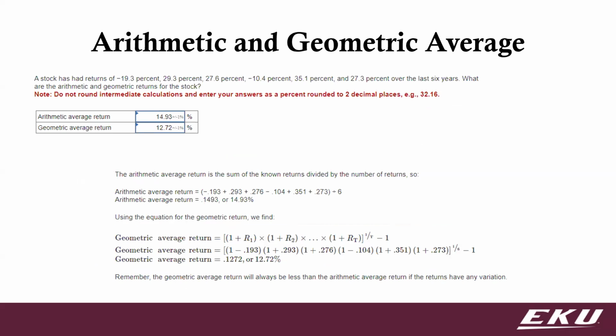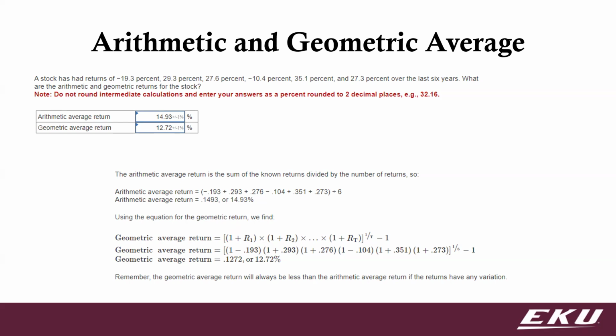Okay, and here's looking at arithmetic and geometric average. So the averages that we've been calculating have been arithmetic. That's where you add them up and divide by the number of observations that you have. For geometric returns, what you do is you would say 1 plus the return for each time period. Once you have those, you multiply them together, get the product of all of that. And then instead of saying divide by the number of observations, you would take the nth root. So if you have 6 observations, you take the 6th root of it. Once you do that, you subtract 1.